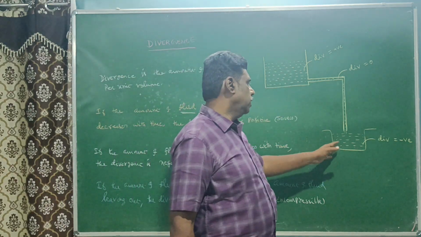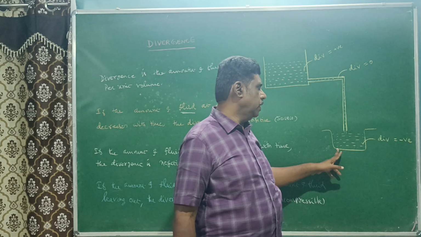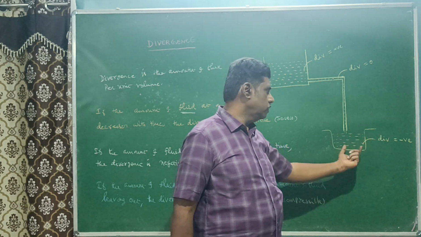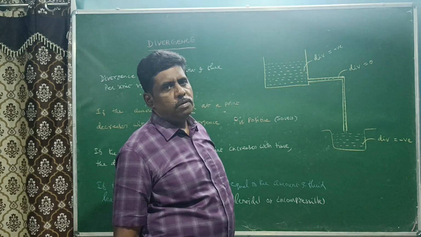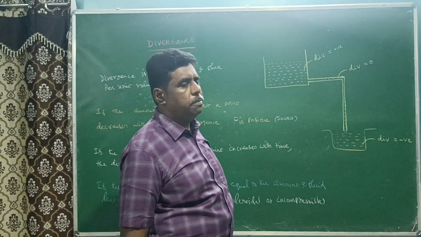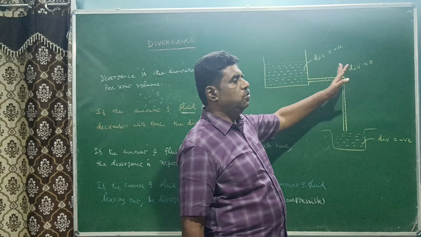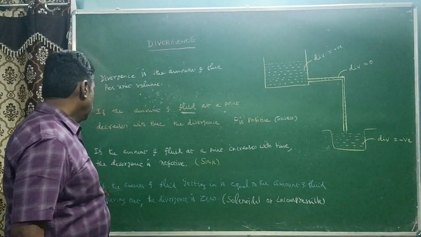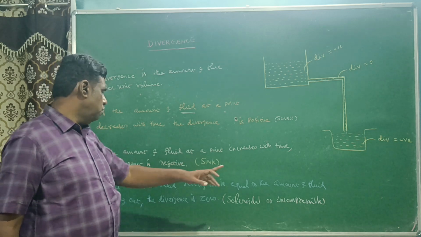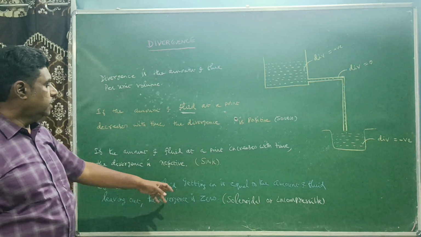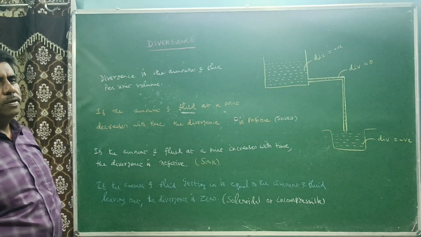But if you collect the water with the help of a container, here the divergence is negative because here water is converging. In between, while the water is passing through the pipeline, the divergence is zero, because the amount of water getting in is equal to the amount of water leaving out.